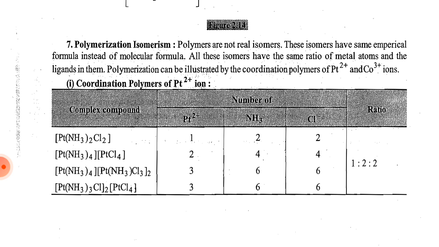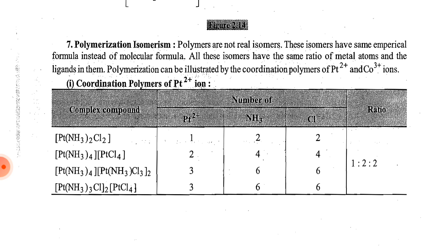Polymerization isomerism: these polymers are not real polymers. These isomers have the same empirical formula, though not the same molecular formula, and all of them have the same ratio of metal atoms and ligands. Polymerization can be illustrated by the coordination polymers of Pt2+ and Co3+. So what is this isomerism actually? The isomers have the same empirical formula, so their metal atom ratio and ligand ratio are the same.